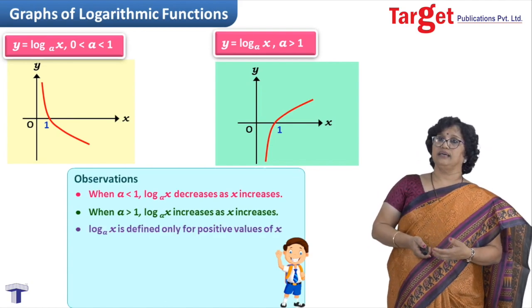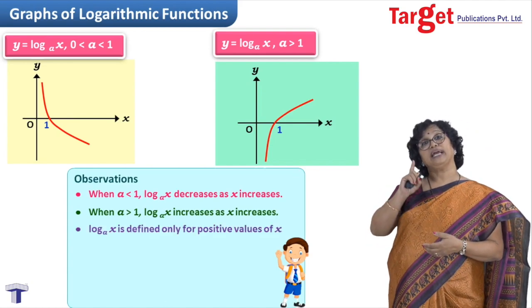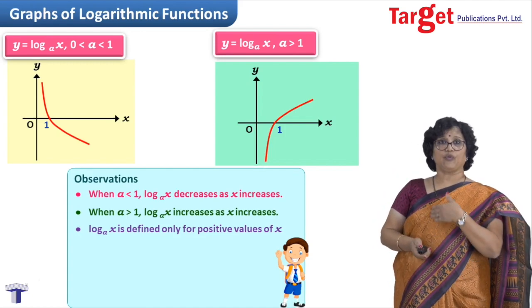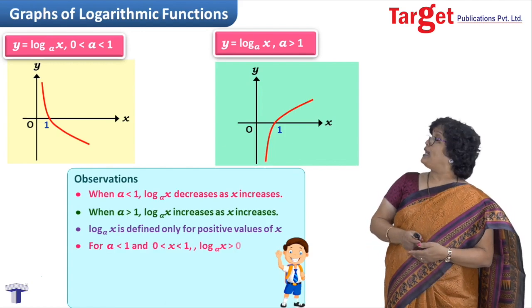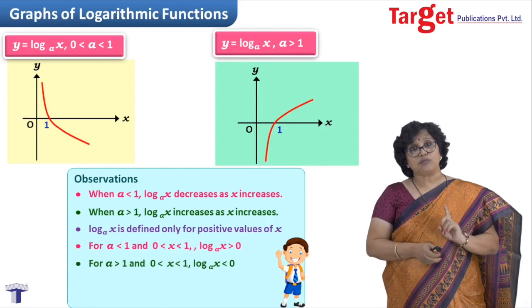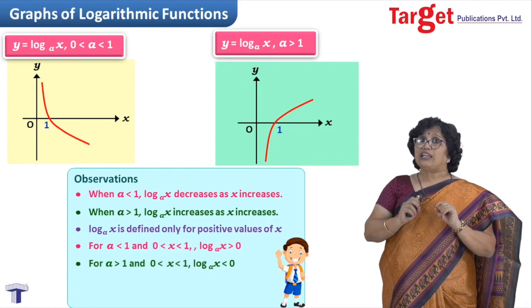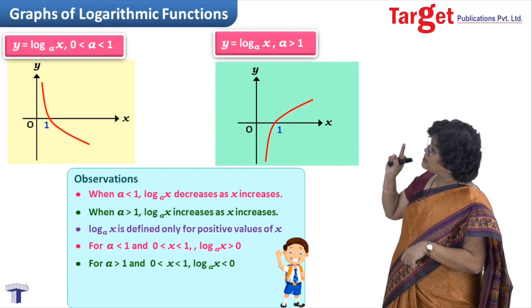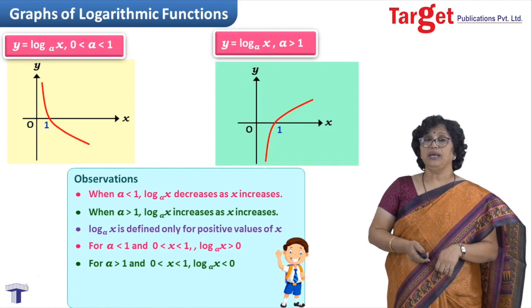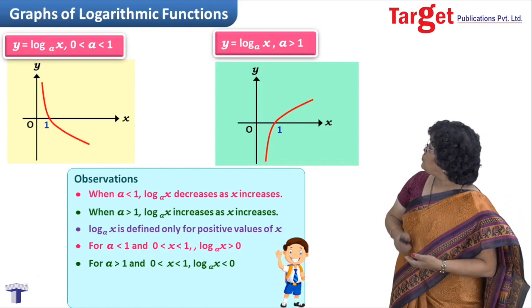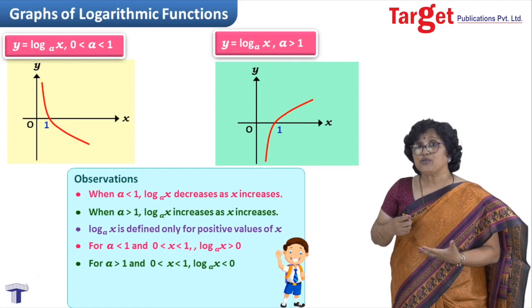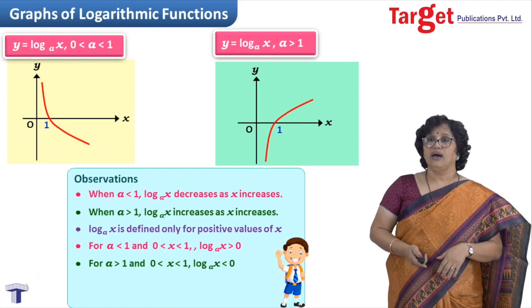I move to the next. I observe that for x greater than 0 only, you can draw the graph of log x. This I have already mentioned. Now for a less than 1, one more observation I see, that whatever values of x you are taking between 0 and 1, log x is more than 0. And for a greater than 1, log x is less than 0 for all values of x between 0 and 1.